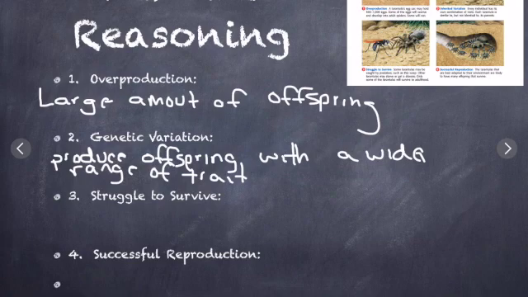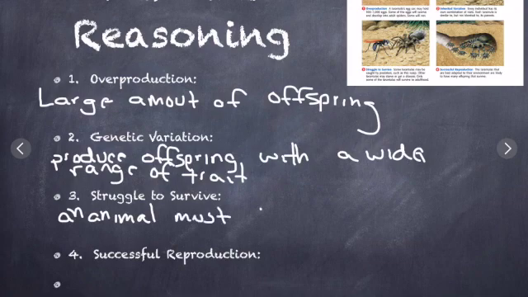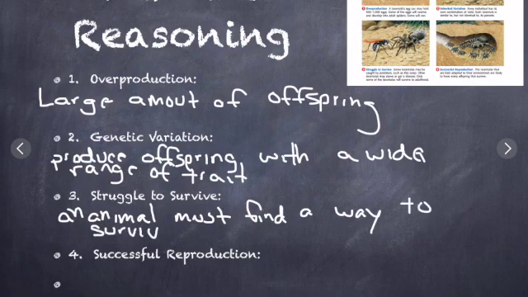Next, number 3, struggle to survive. In the struggle to survive, nature is ruthless. An animal must find a way to survive. If they don't survive, they're not able to pass on their traits, their genes are killed. So the ones that are most successful at surviving are the ones that are going to move on to the next generation.